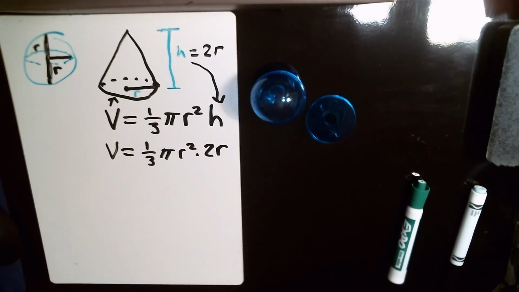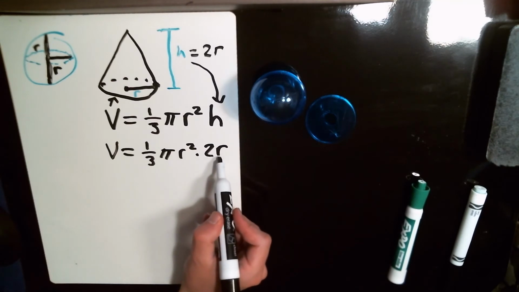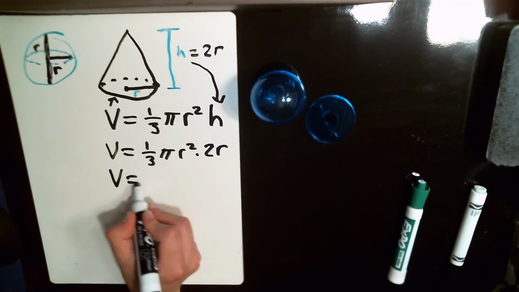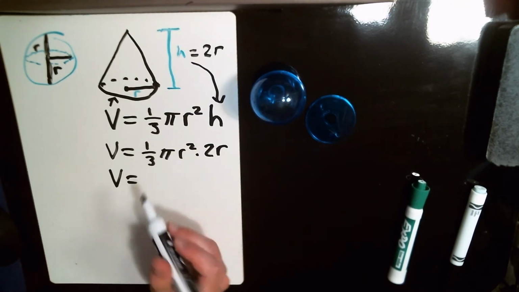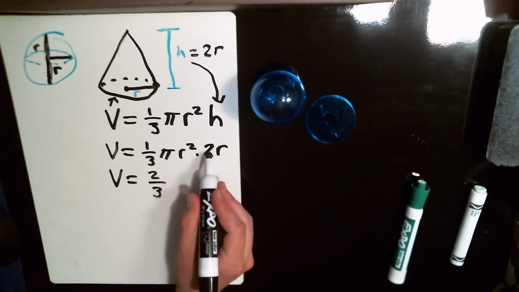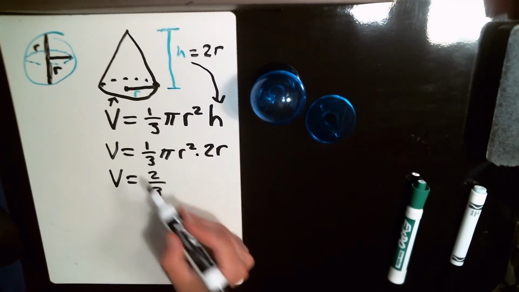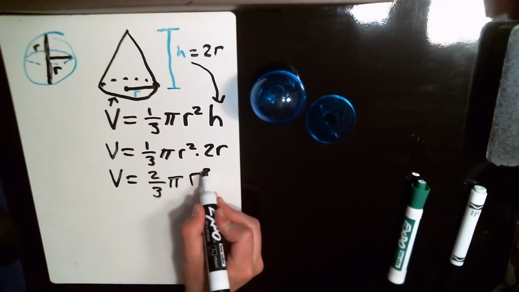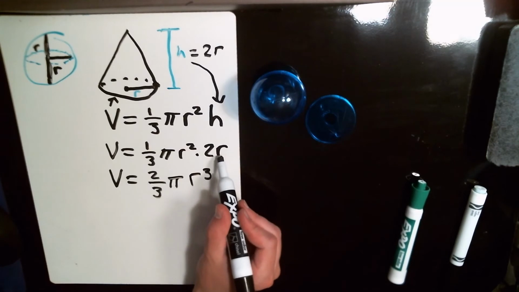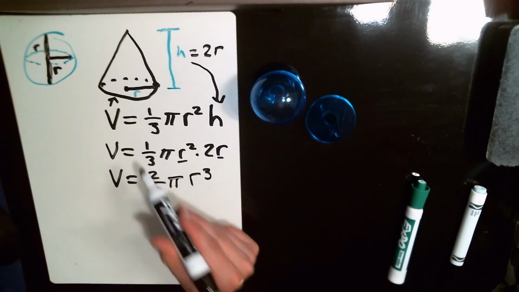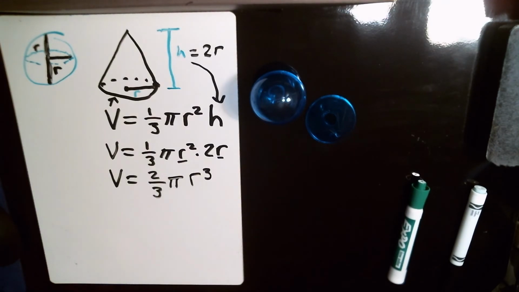Okay. And I'll simplify this a little bit. The r's are like terms, so we can multiply those together. And the 2 and the 1/3 we can multiply together, so we get 2/3. 2 times 1 is 2, and then divided by 3 is 2/3, right? And then pi r cubed. So we just moved these r's to be next to each other, which will make an r cubed, and then a 2 times a 1/3 is a 2/3.